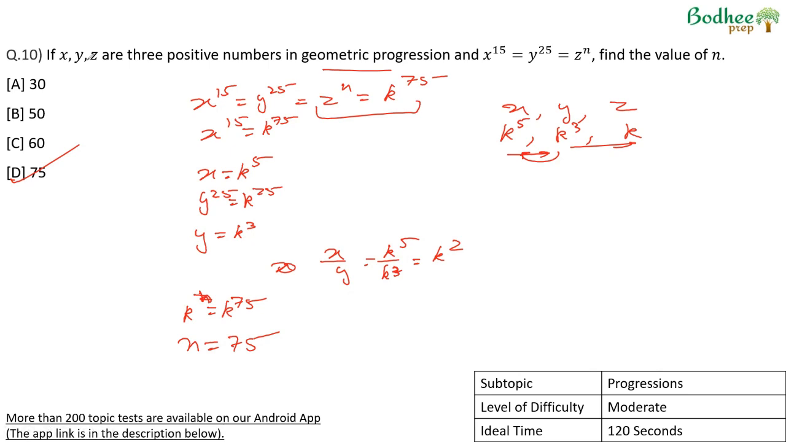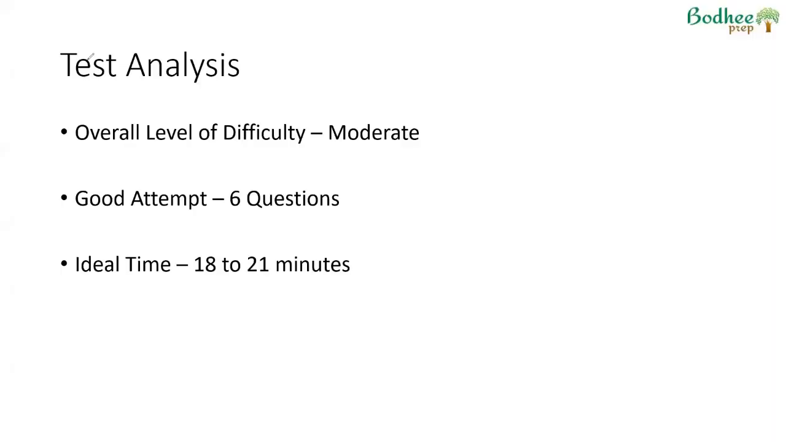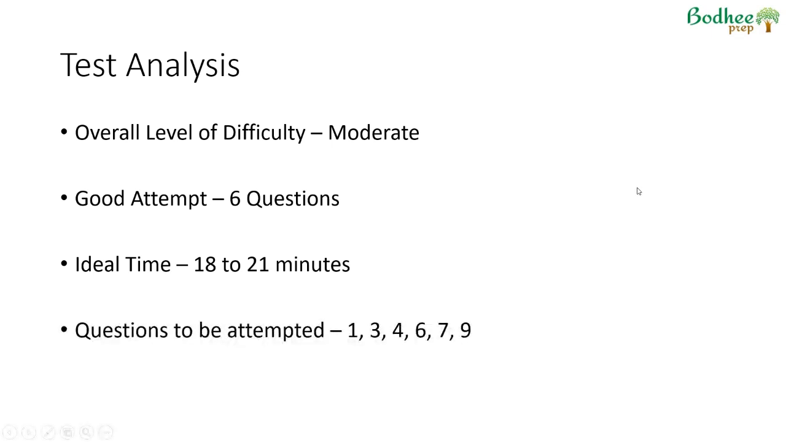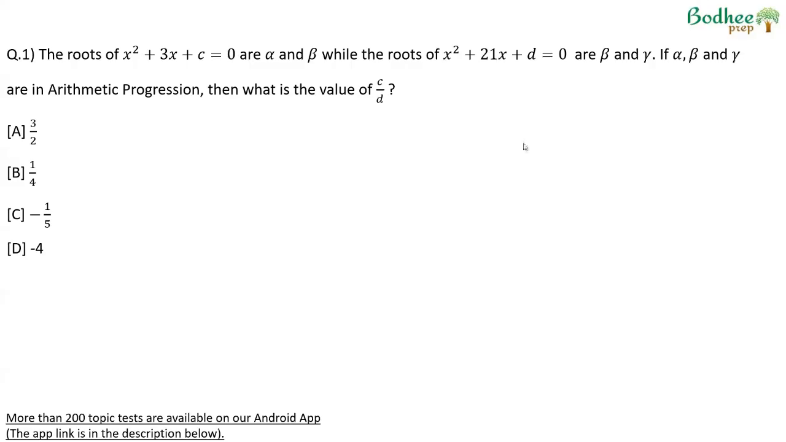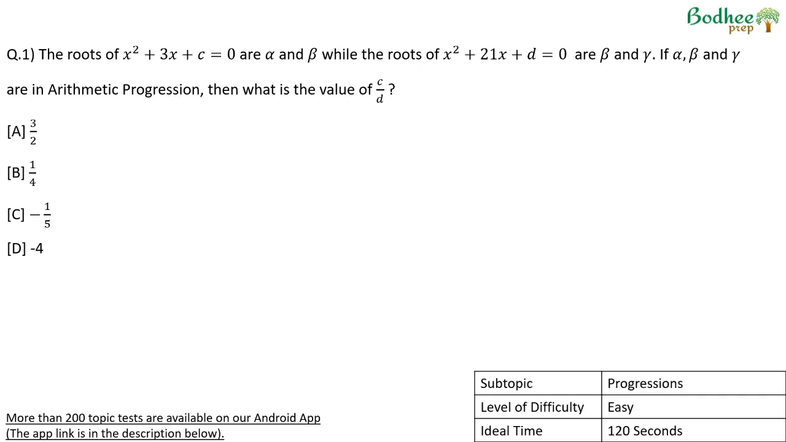Now, in terms of the overall test here, moderate test, 6 net questions required for a 95 percentile, 20 odd minutes to find them. For me, the questions that I would choose, my 6 would be 1, 3, 4, 6, 7, 9. Which are these? Definitely doing this, both the concepts of the quadratic and series. Both are simple ones. So attempting this.